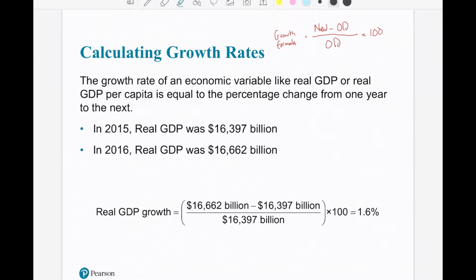Now we have our 2015 value for real GDP. And then we also have our 2016 value of real GDP. So we'll always use the most recent year as the new values, and the previous years as the old one. So plugging it into our formula, new minus the old all over the old times 100. So we see that from 2015 to 2016, real GDP increased by 1.6%.